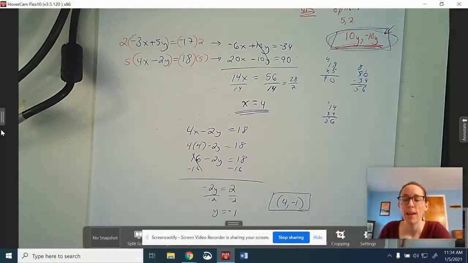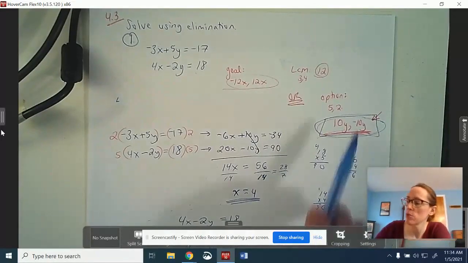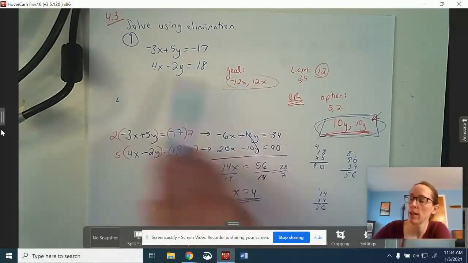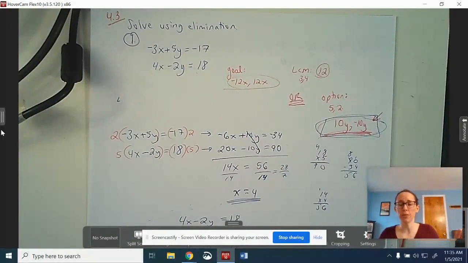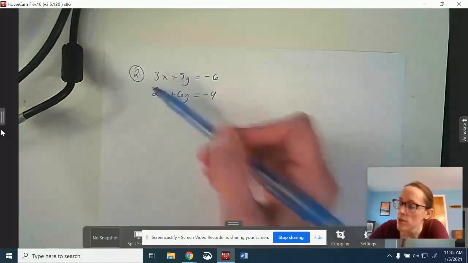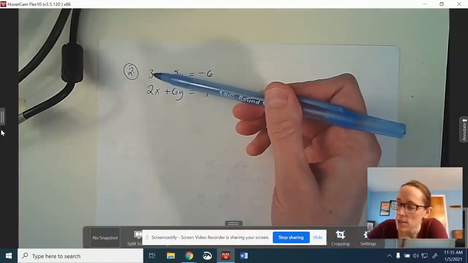All right, let's take a look at one more problem, but we won't solve it the whole way, okay? And again, just to remind you, this was one option. We totally could have multiplied the top one by 4 and the bottom one by 3 and canceled these instead. All the work would be different, but you would end up with the same answer at the end if you did it correctly.